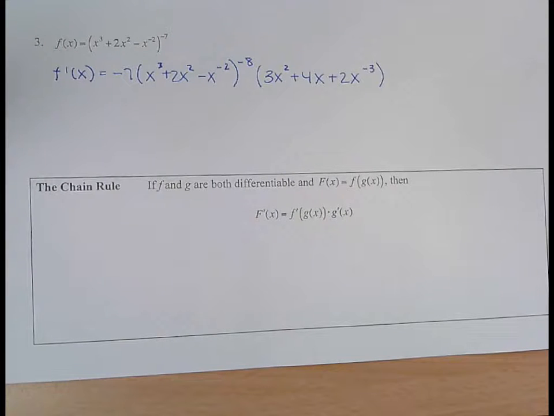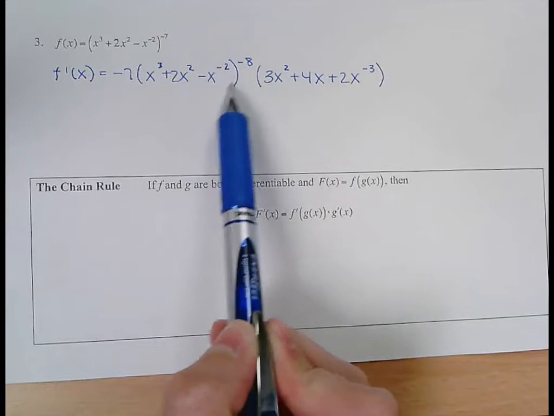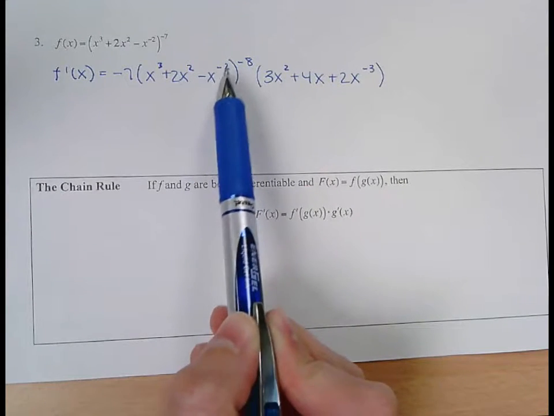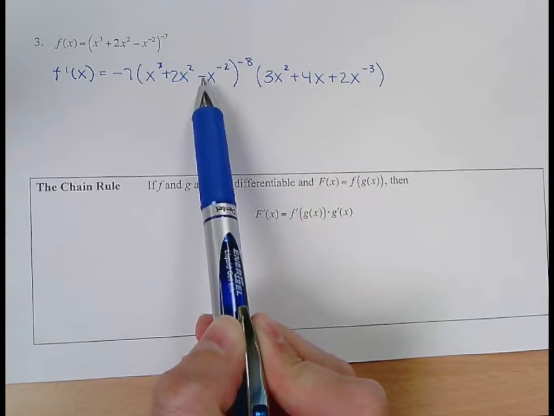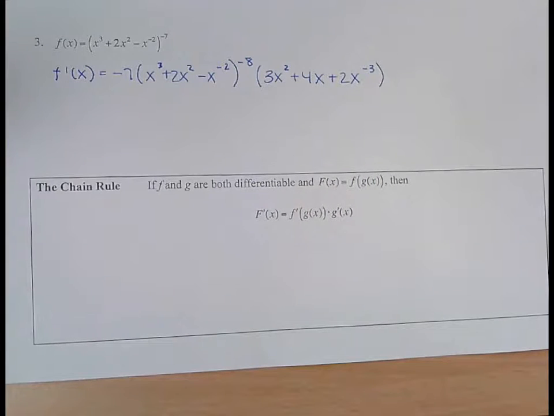How did I get what? The derivative of negative or minus x to the -2nd. The -2 times the negative would become +2, and then you take 1 away from the exponent to get -3. Okay, any questions? That's the idea of chain rule.